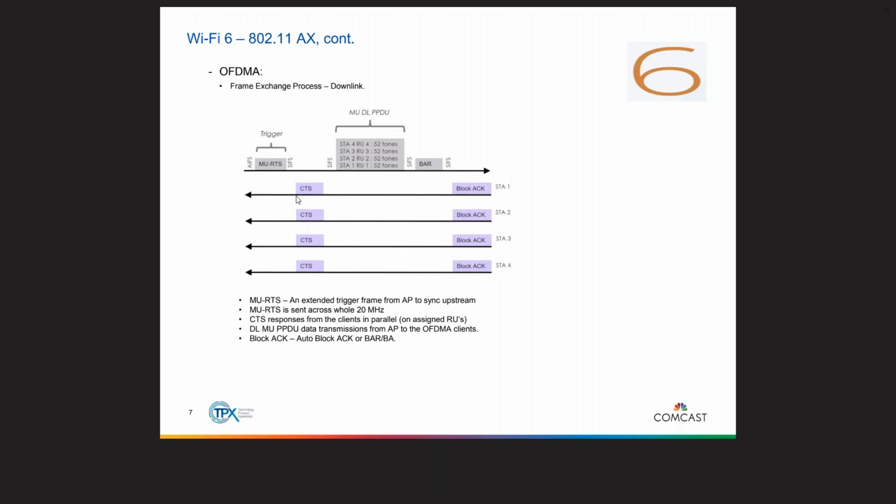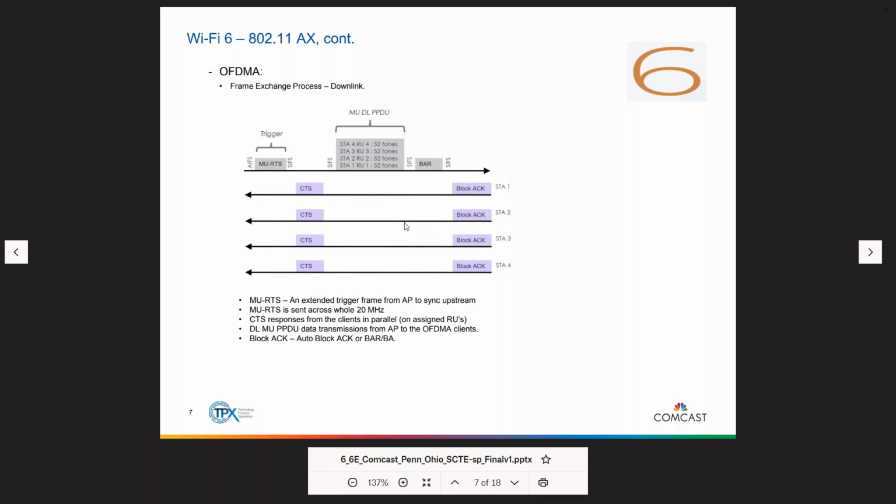It's an extended trigger frame for the upstream, and that will be sent on a 20 megahertz block so that the legacy clients can also understand. And CTS responses will come in parallel so that the AP expects all the responses in a timely fashion. There should not be any delay. That's the reason resource units ensure that. And the block ACK will ensure that the previous packets have been received or not. It's like a confirmation from both sides. So can you please move to the next slide?